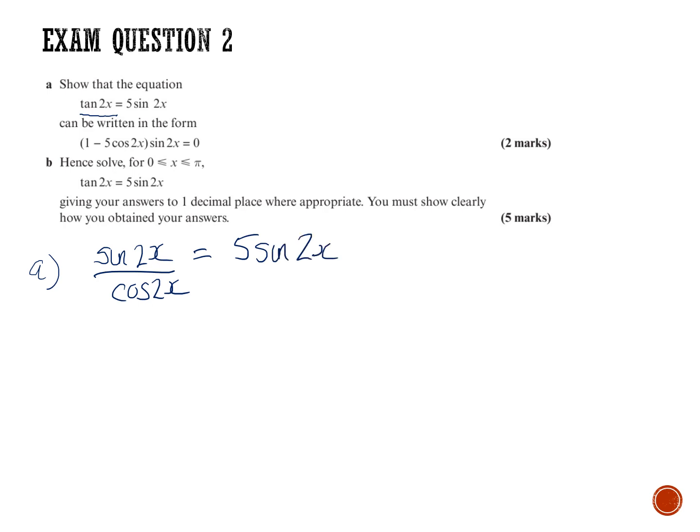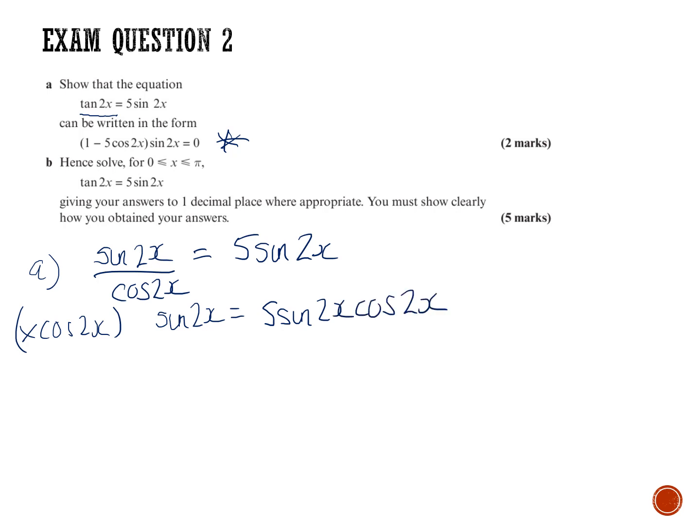Now, keeping half an eye on the thing we're trying to show, you can see it doesn't have any fractions in. So what we're going to need to do is multiply through by cos 2x. I'm being really clear as to the steps I'm doing, because it's a show that, so the examiner can see that I know what I'm doing. So multiply by that, I get sine 2x equals 5 sine 2x cos 2x.